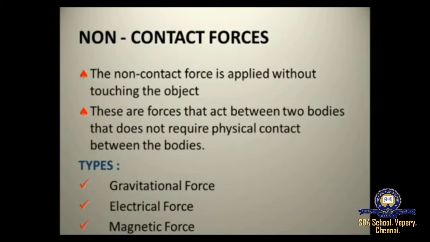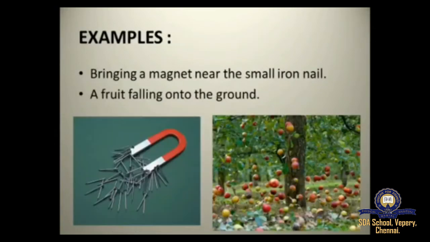Now we'll see a few examples of non-contact forces. The first one is bringing a magnet near small iron nails. Have you noticed that when you bring a magnet near small iron nails, suddenly all the nails jump into the air and stick to the magnet? Did you observe that the magnet and the nails do not touch each other? So there was a pulling force that made the nails jump towards the magnet.